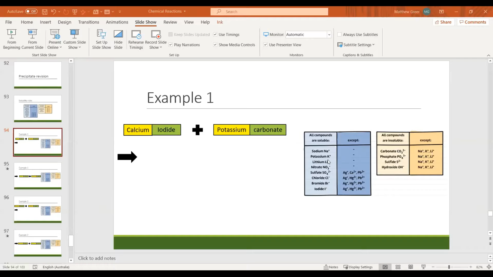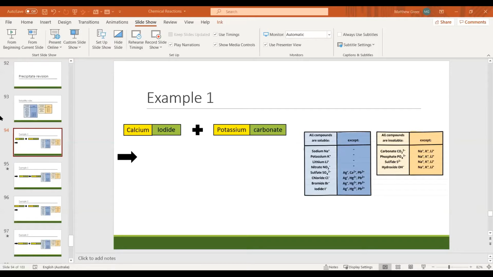Now, ammonium carbonate, so NH4, ammonium carbonate, would probably also be soluble as well, even though ammonium isn't on our list. I'm probably not going to be hitting you guys with ammonium in the test. I just thought I'd add that in there.